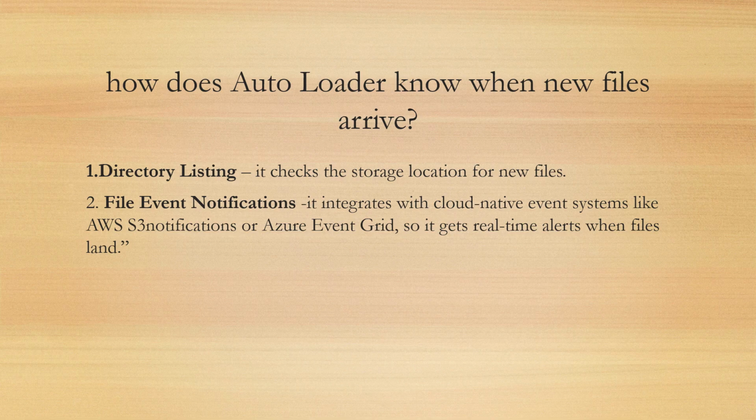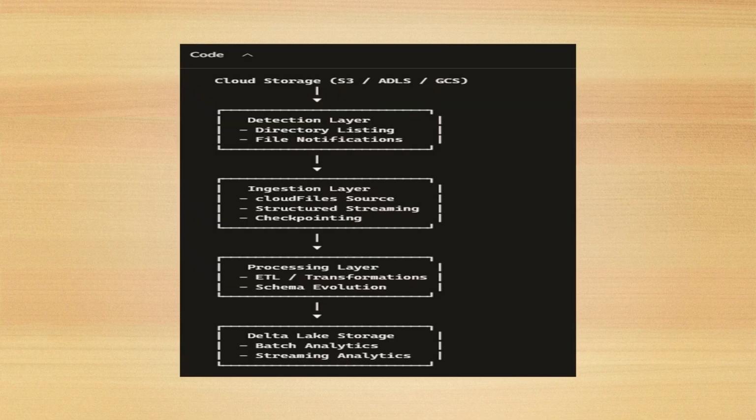Okay. These are the two methods we have. Whenever any new file arrives in our storage account, we simply use any one of them. Mostly we will use the file event notification, because in most cases we deal with a large volume of data. This is the architecture. Whenever a file arrives in our storage account, it will ingest that data using the checkpointing mechanism. It will process only the new files, and handle schema evolution.